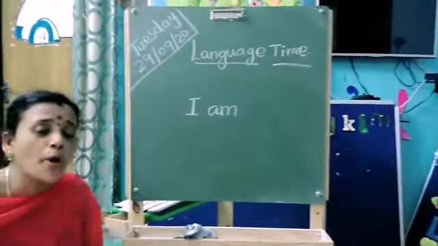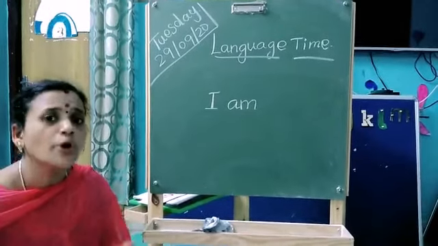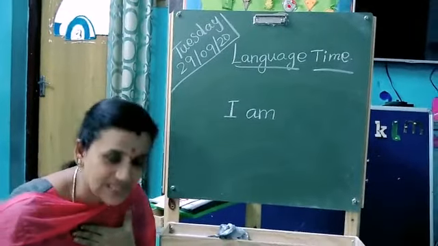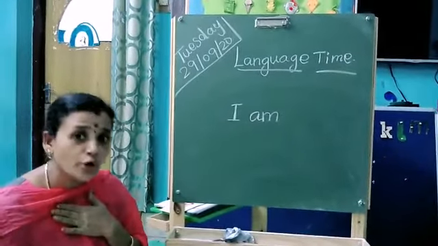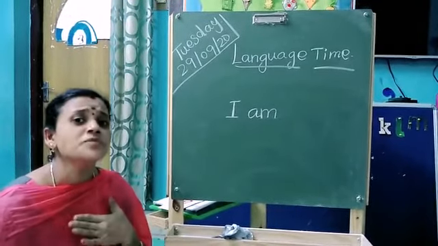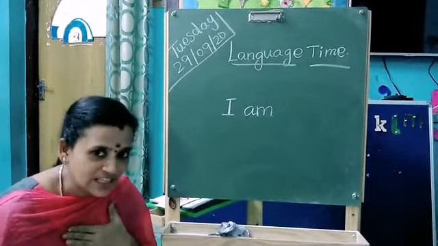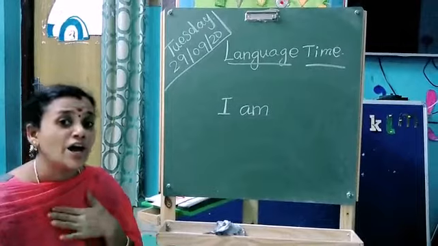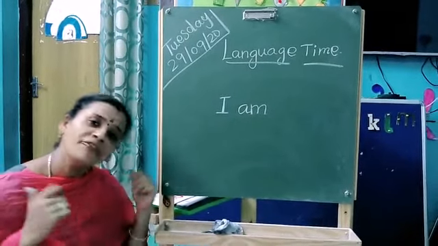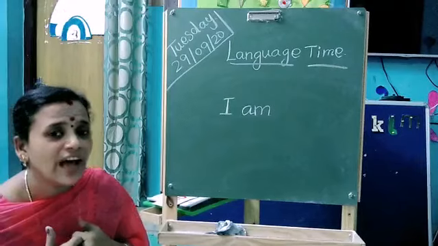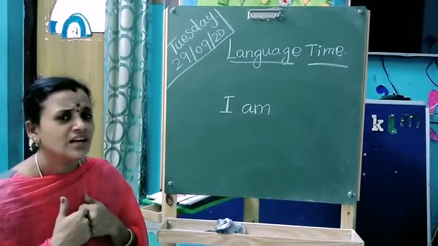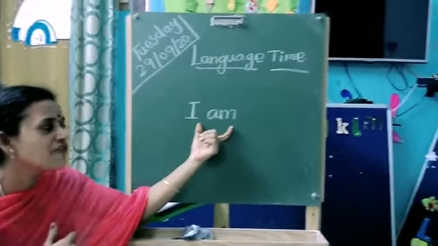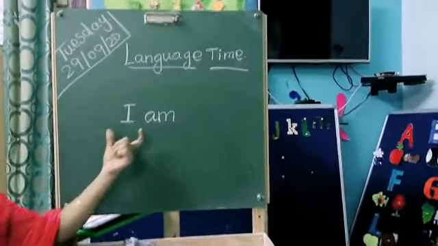Yes. When you talk about yourself. So, when you talk about yourself, you use the word I am. Suppose, now I am talking about myself. See, I am Shanti, ma'am. I am Shanti. I am staying in Ajis Nagar. I am happy. I am very well. Suppose if anybody asks me, how are you, Shanti? That time, how can I say? I'm fine. I'm fine. See, I'm using the word I am.